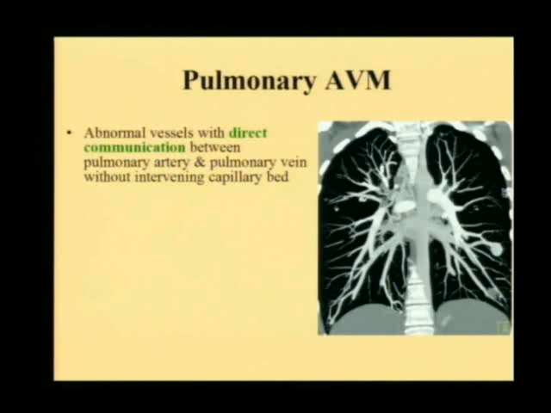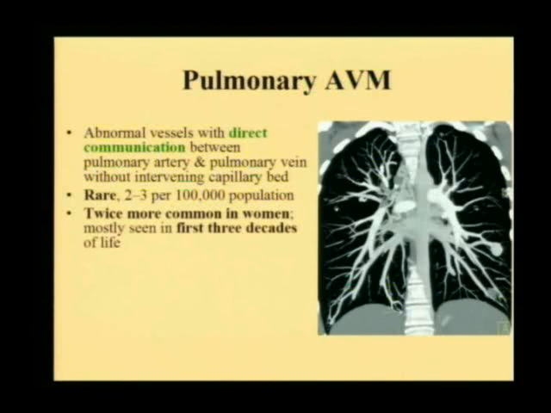So essentially, pulmonary arteriovenous malformation refers to the absence of the capillary network between the pulmonary artery and the draining pulmonary vein. Now this group of abnormalities is distinctly rare, as you can see from the prevalence, but when they happen, they are 2 times more common in the female sex, and they are usually seen in the pediatric age group. Majority of the patients are seen in the first 3 decades of life.